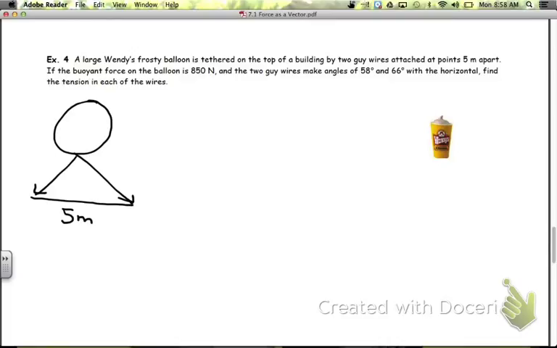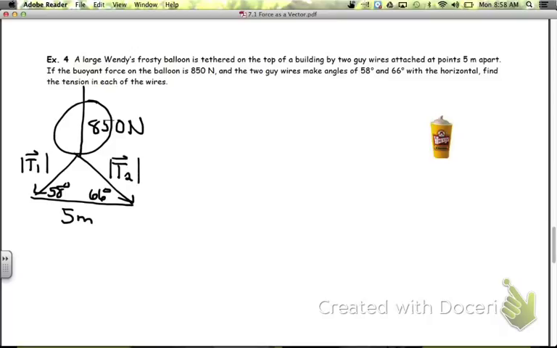If the buoyant force on the balloon is 850 newtons, so this here is 850 newtons, and the 2 guy wires make angles of 58 and 66 degrees with the horizontal. So here we have 58 degrees and we have 66 degrees, because that's with the horizontal. We want to find the tension in each of the wires. This is going to be our tension 1, and this will be our tension 2.